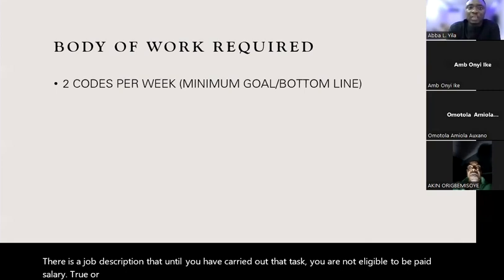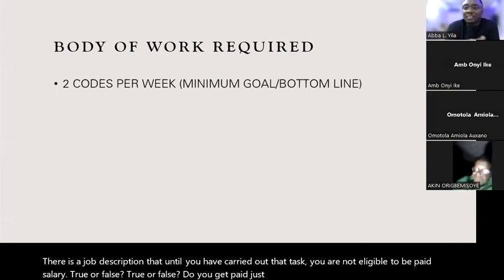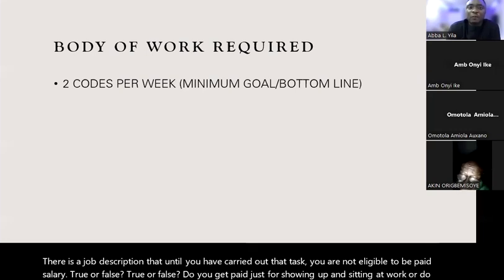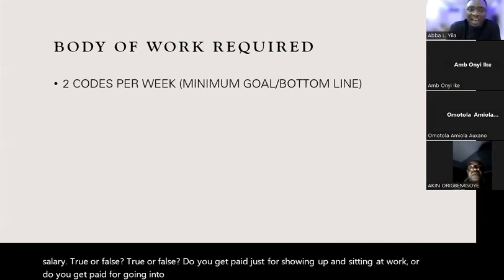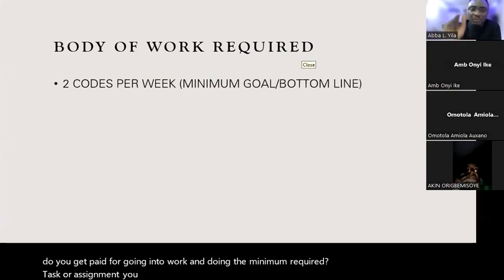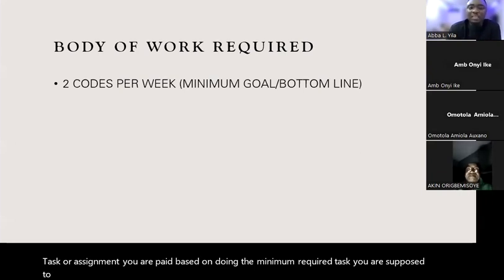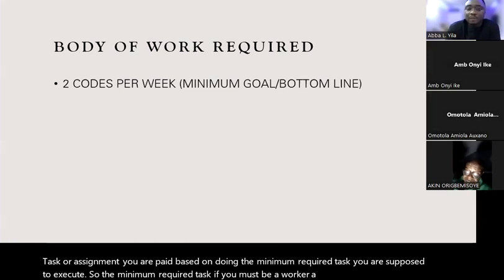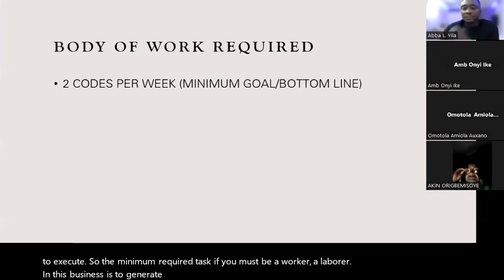True or false? Do you get paid just for showing up and sitting at work, or do you get paid for going into work and doing the minimum required task or assignment? You are paid based on doing the minimum required task you are supposed to execute. So the minimum required task, if you must be a worker, a laborer in this business, is to generate 2 codes on a weekly basis. Now, what is the body of work required for you to be able to generate 2 codes?